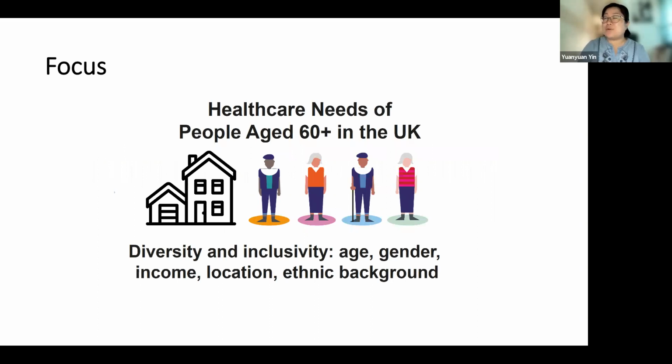For our project, we focus on understanding the healthcare needs at home of people aged 60 plus. We focus on how to support older people to have a better quality of life. We're using 60 plus because we try to understand the needs in the transition between before retirement and after retirement. And in order to provide this inclusive design, we will consider their different ages, genders, income levels, locations, and aesthetic backgrounds, and what their different healthcare needs are and how we can better support them by using smart textiles.